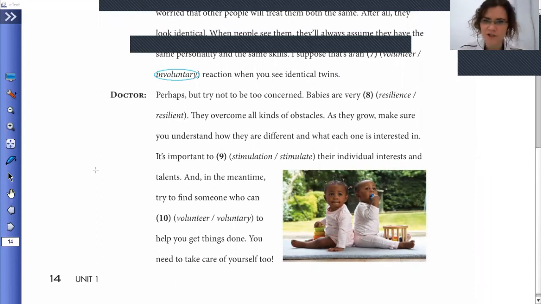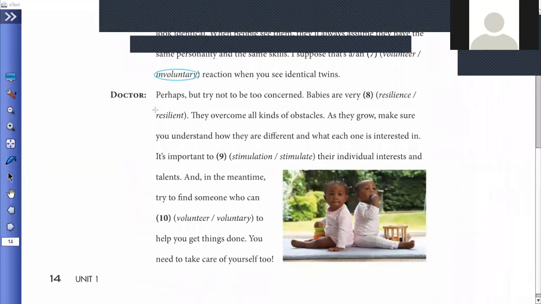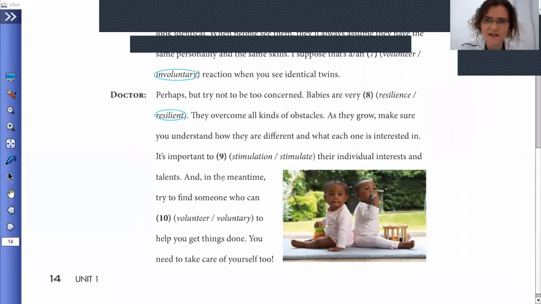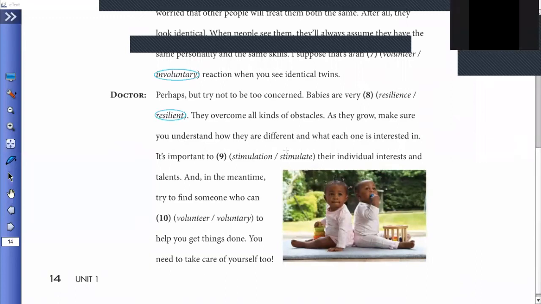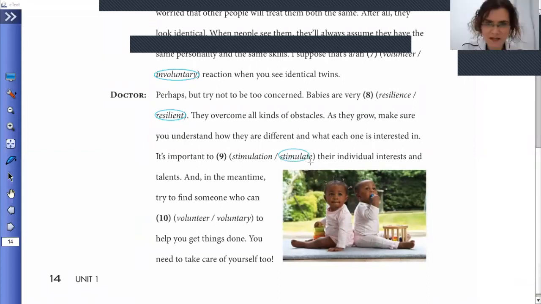Perhaps, but try not to be too concerned. Babies are very resilient, they're very strong, you know, they overcome all kinds of obstacles. As they grow, make sure you understand how they're different and what each one is interested in. It's important to stimulate their individual interests and talents.